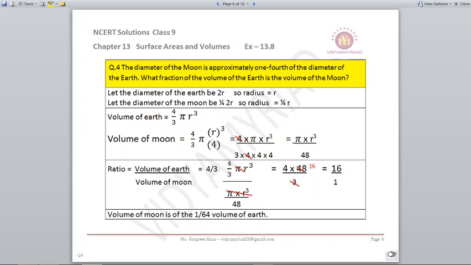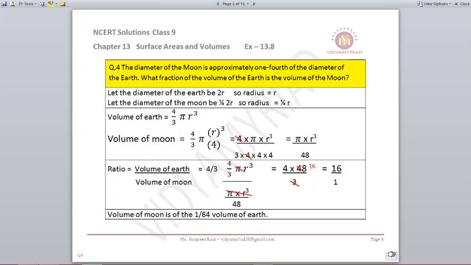Question number 4. The diameter of the moon is approximately 1/4 of the diameter of the earth. What fraction of the volume of the earth is the volume of the moon? Now let's assume the diameter of the earth is 2r, so the radius will be r. So the diameter of the moon is 1/4 of the earth's. So 1/4 into 2r. So the radius will be 1 upon 4 r.